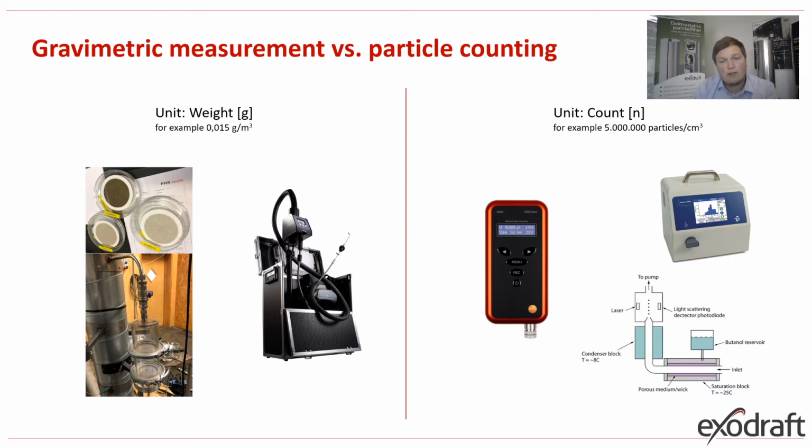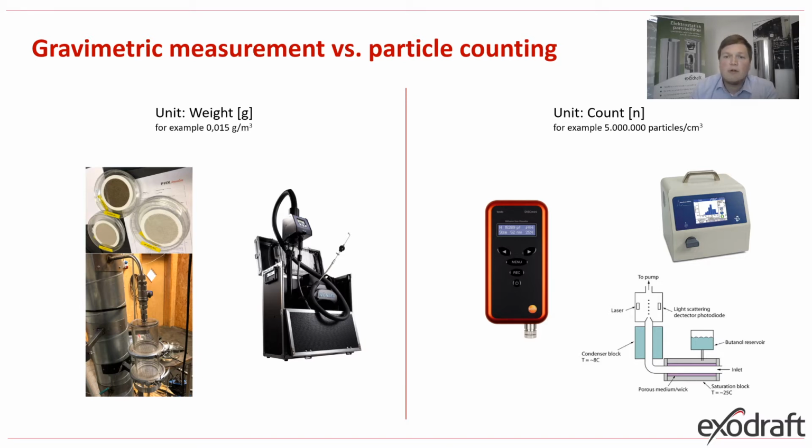On the right side, you see a counting method. There exist several different ways of counting particles. One is called CPC, a condensation particle counter, or an SMPS, which basically is a CPC with an added dimension of the particle sizes. I will talk about this in a second.